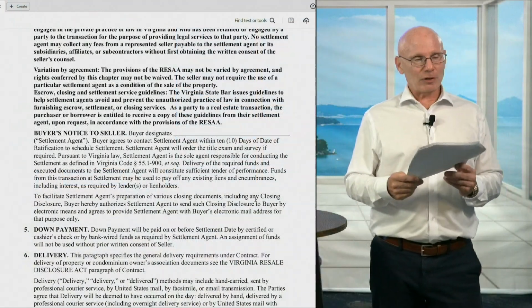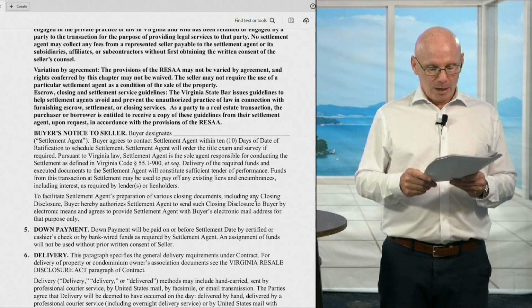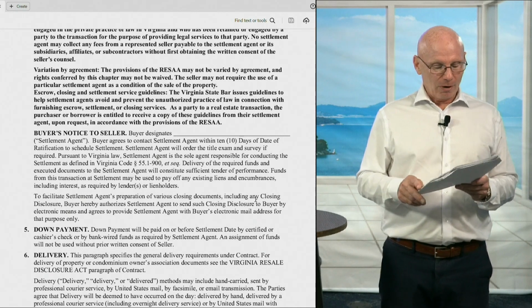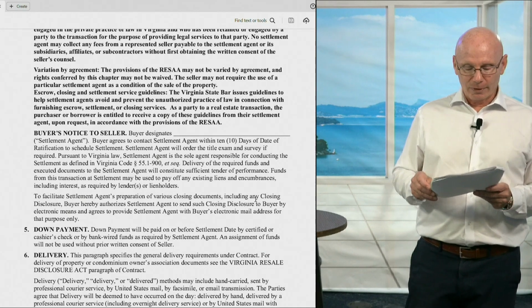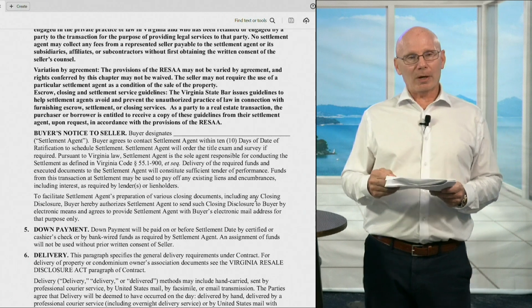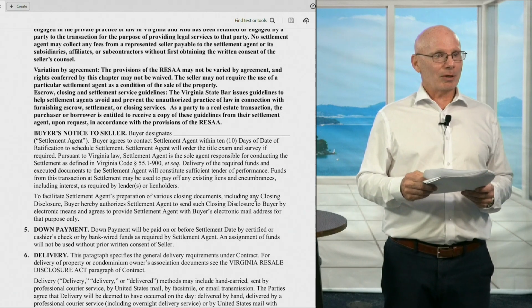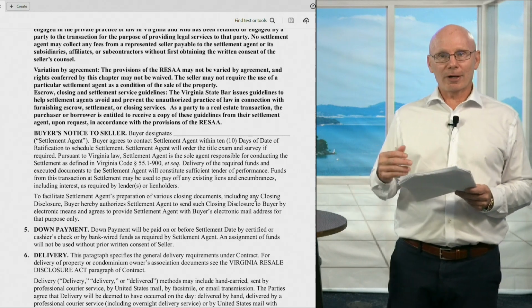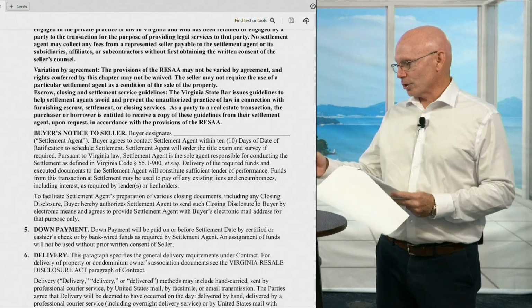Number 5 is a down payment. This just lets the buyer know that they have to come up with the down payment at settlement. And paragraph 6 is your delivery paragraph. So this paragraph sets up where you want documents and communication to go between your buyer and your seller during the transaction, right?